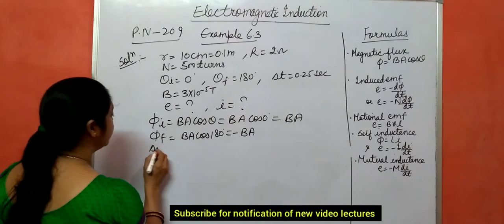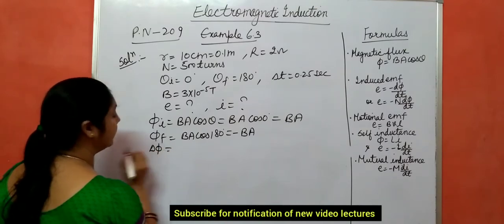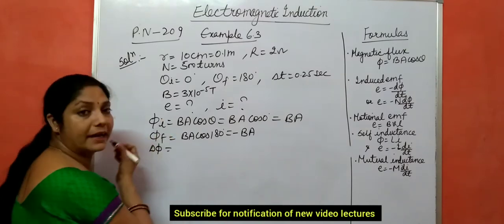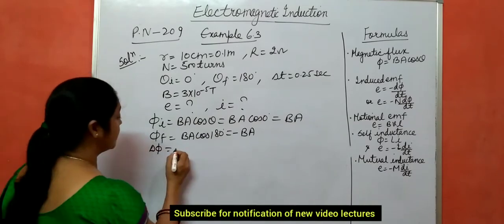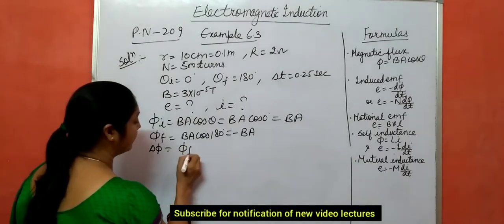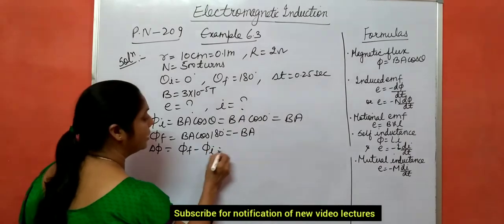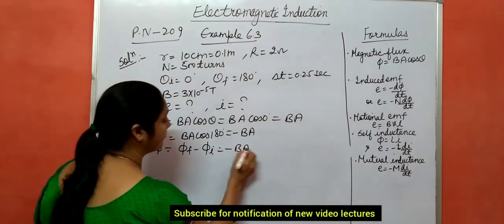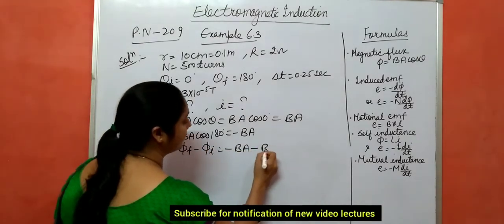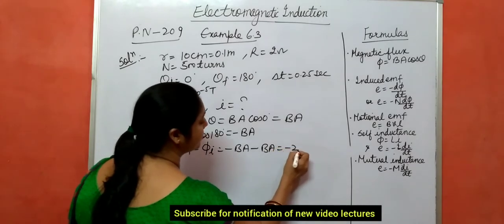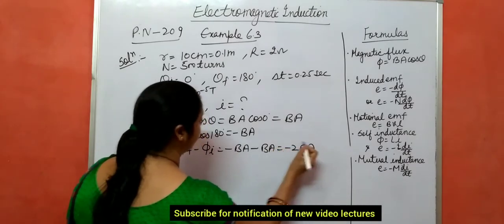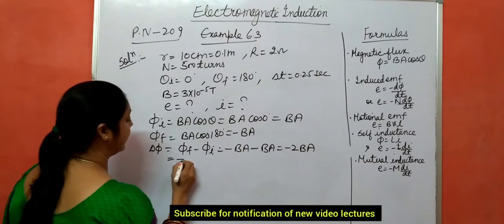So what is the total change in magnetic flux? Delta phi, final flux minus initial flux. So final minus initial, right? Final is minus BA, initial is BA. So it becomes minus 2BA. 2BA means what? Minus 2.